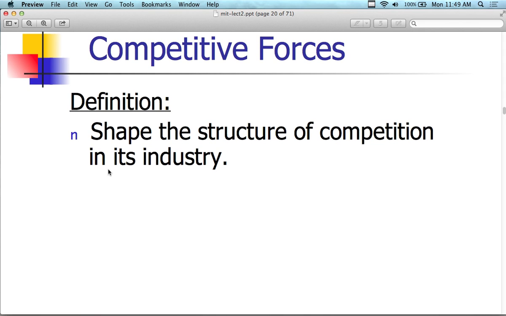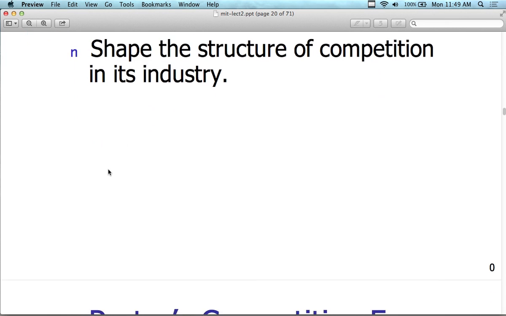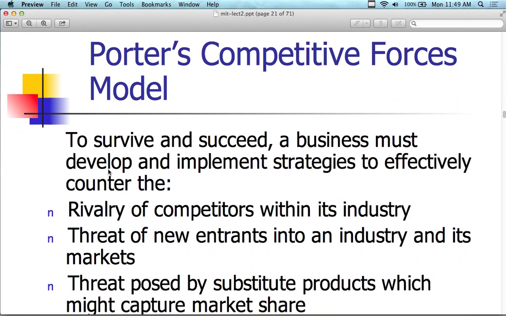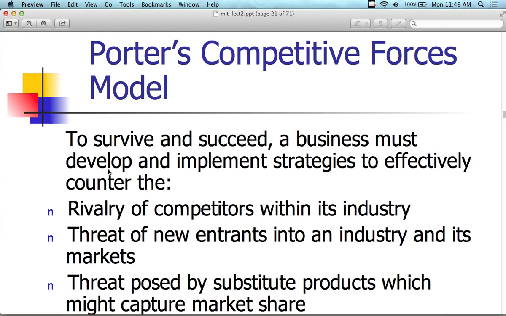So competitive forces, by definition, shape the structure of the competition in an industry. All industries have different competition, and they all have different strategies for dealing with it. Here's Porter's competitive forces model. We will have an assignment that deals with this model. The model is described in Lecture 2 of the Information Technology series. It's also in a couple more lectures as well, but this is the first mention of it.